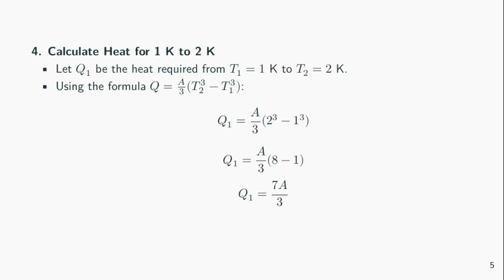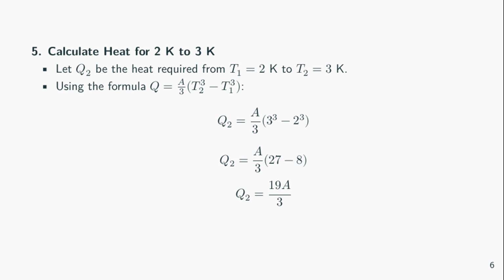Okay, let's use this formula to find the heat needed for the first temperature range from 1 Kelvin to 2 Kelvin. We call this Q1. Here T1 is 1 Kelvin and T2 is 2 Kelvin. So Q1 equals A over 3 times the quantity 2 cubed minus 1 cubed. 2 cubed is 8 and 1 cubed is 1. So Q1 is A over 3 times 8 minus 1, which simplifies to A over 3 times 7, or simply 7A over 3.